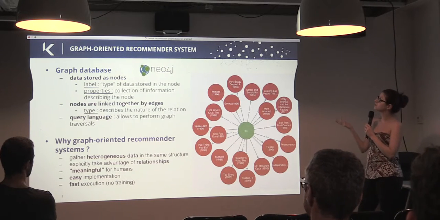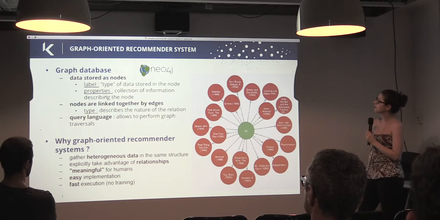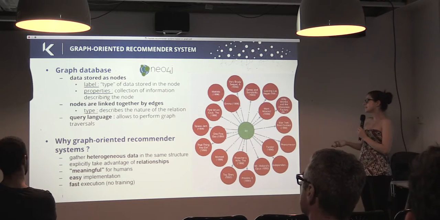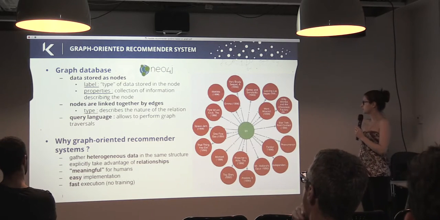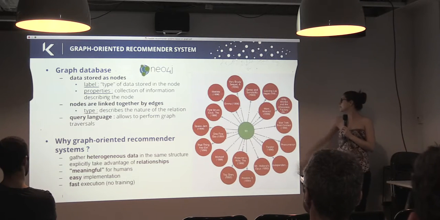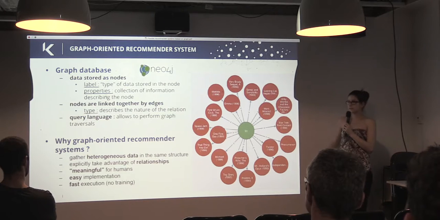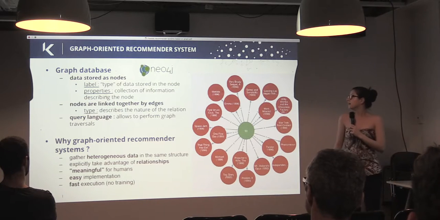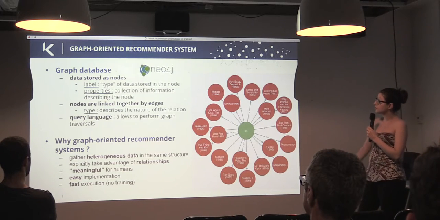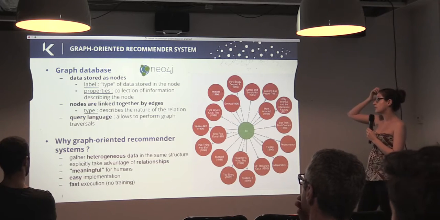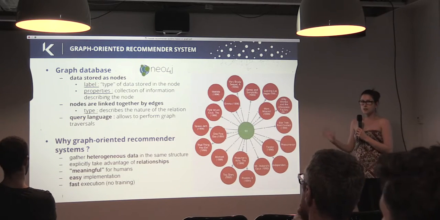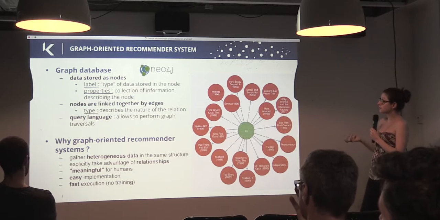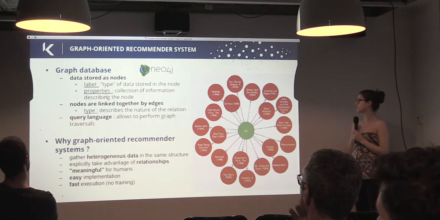The data are stored in the nodes in the form of properties, and on top of that, the relationships between data are explicitly materialized in the graph by edges. So here, for example, the fact that this user rated all those movies is materialized by an edge going from the user to the movie. Those databases have their own query language, which allows performing what we call graph traversals, because those queries correspond to looking for a specific path in the graph.